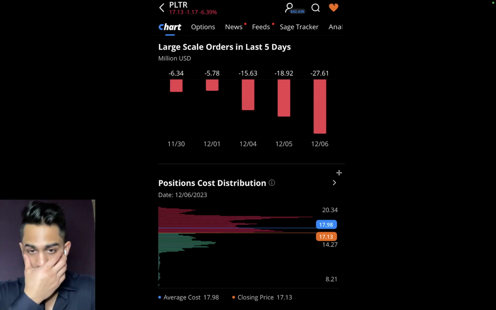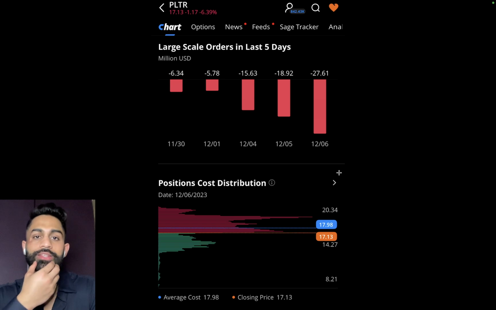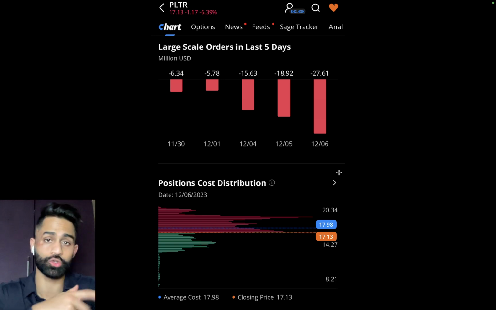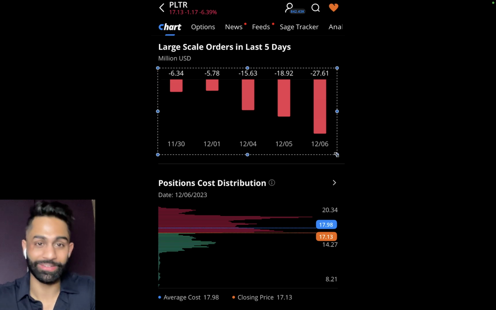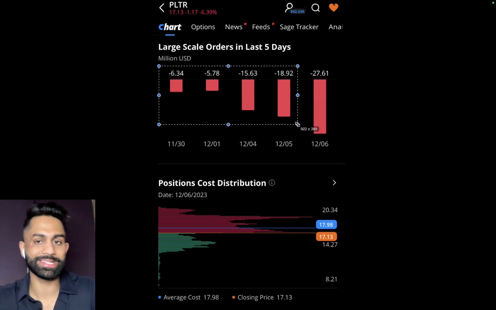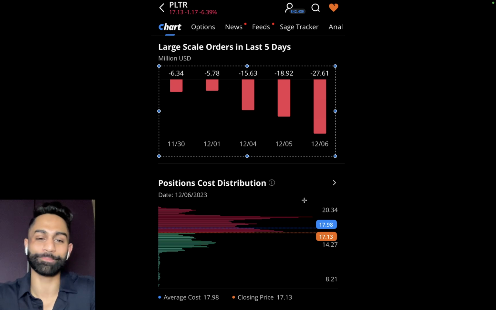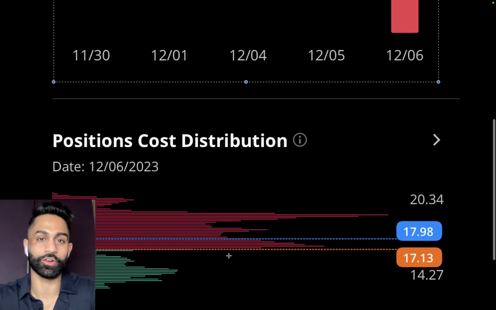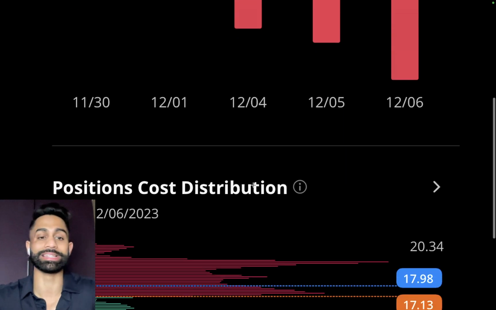So this right here is Palantir's cost distribution, and also going over the institutional orders, or basically large orders in the last 5 days. We have seen a lot of net outflows in the last 5 days, right? So 6.3 million, 5.78 million, 15 million, 19 million, 27 million. So it's only been accelerating over the last 5 days. And what you'll also notice is the current price obviously trading at just over $17, so down 6% yesterday.